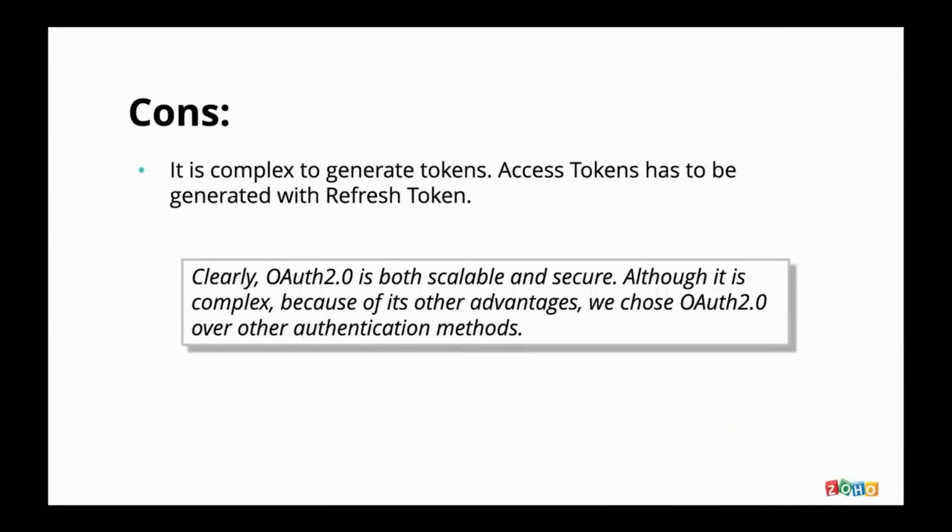Next, the cons. Since the tokens are valid only for a short period, the developer must regenerate the access token using the refresh token, using schedules. However, OAuth is going to be scalable and secure. So in spite of its complexity, because of its other advantages, you can choose OAuth over other authentication methods. Yes, it has to be generated multiple times as it times out after an hour. However, this is going to be more secure than any other authentication process, so you can choose the OAuth method. So that's about the benefits and disadvantages of OAuth-based authentication.